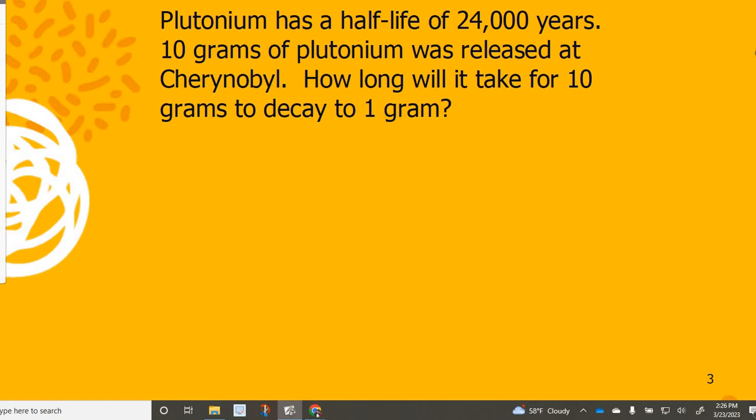So, plutonium is a radioactive material that was released at Chernobyl. It says plutonium has a half-life of 24,000 years. 10 grams of plutonium was released at Chernobyl. How long will it take for 10 grams to decay to 1 gram? A lot of years. So let's find out how many years specifically. We do a lot of halves.